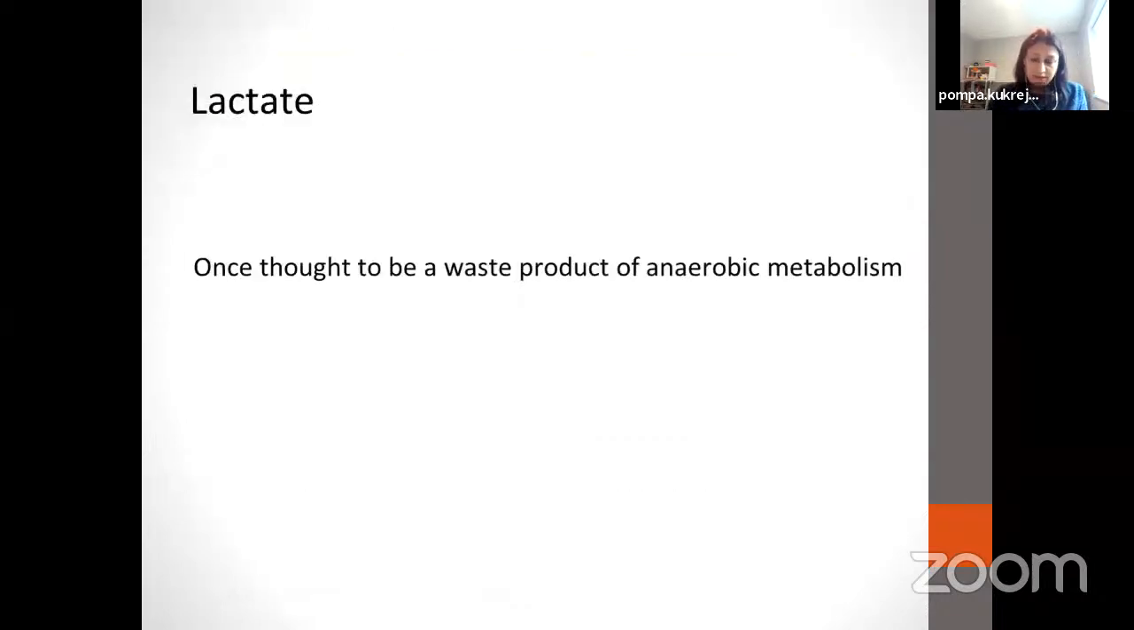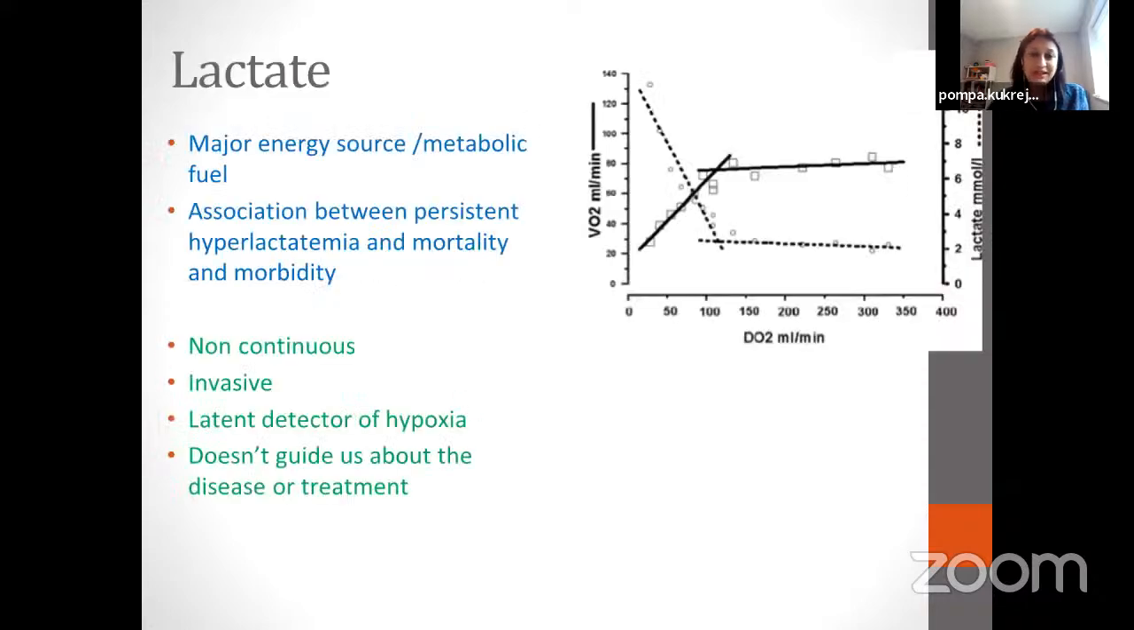And the last, we are coming to an end, is lactate, initially thought to be a waste product of anaerobic metabolism. As time has gone on, we have realized how important it is. It's a major source of energy and metabolic fuel. And there is an association between persistent hyperlactatemia and mortality and morbidity. The disadvantages are that it's non-continuous, it's invasive, and it's a late detector. Like, you'll have hypoxia, but there is a lag between hypoxia and your lactate rise, and it doesn't guide us about disease or treatment.